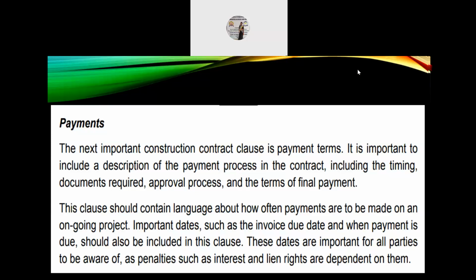This clause should contain language about how often payments are to be made on an ongoing project. Important dates such as the invoice due date and when payment is due should also be included in this clause. These dates are important for all parties to be aware of, as penalties such as interest and lien interest are dependent on them.